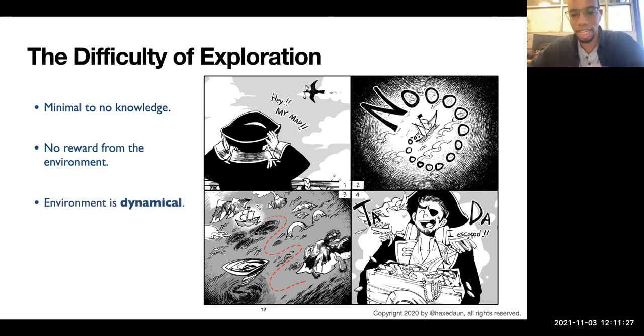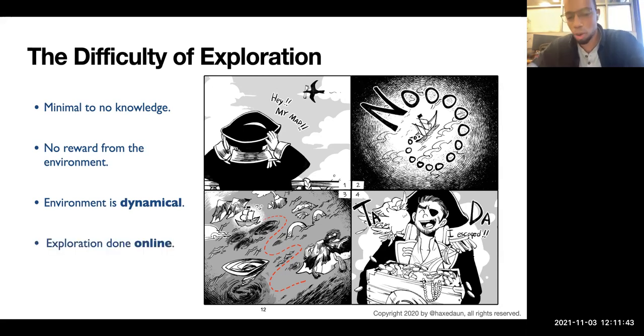The next thing is that the environment is dynamical, right? Like I said before, we have these whirlpools and these tornadoes and these weird monsters, and this makes exploration much harder. If, in contrast, the sea was a calm day and these monsters were somewhere else, it'd be much easier for the pirate to explore.